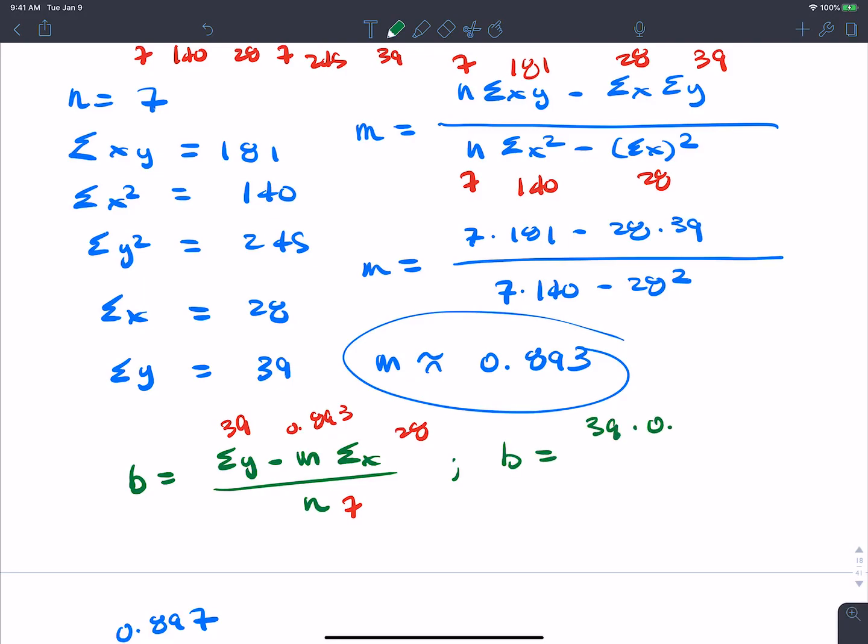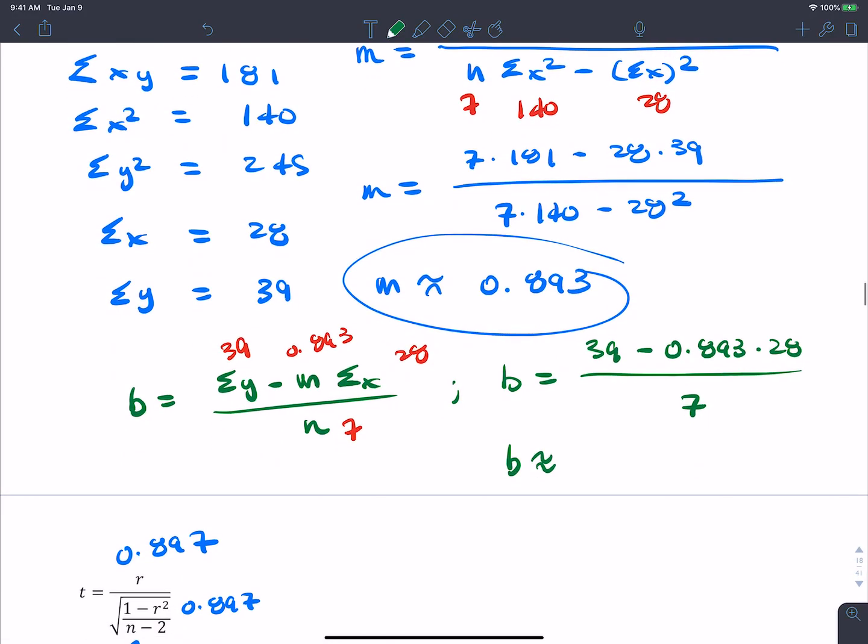39 times 0.893. Oops, let me go back. That's not what we have. 39 minus 0.893 times 28 divided by 7. So let's find what this value will be. 39 minus 0.893 times 28 divided by 7. All right. You guys have that in your notes so we can punch this in? No. Okay.